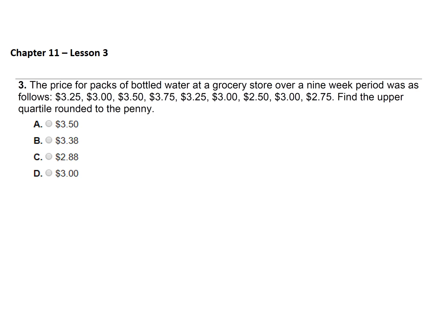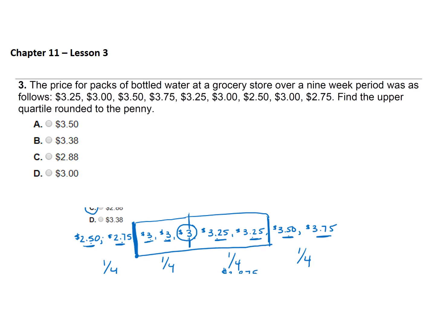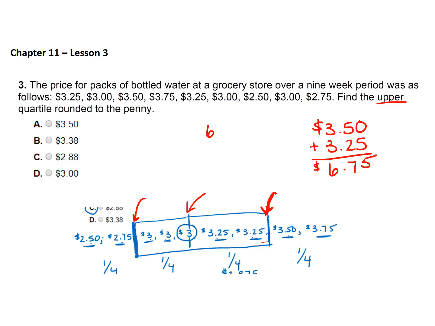Question number 3. This is the same question as question number 2, only this time they're asking for the upper quartile. So the upper quartile would be right here. This is the lower quartile, this is the upper quartile, and this is the median. So to find the upper quartile, we're going to do 3.50 plus 3.25, which is $6.75, and we'll divide that in half.